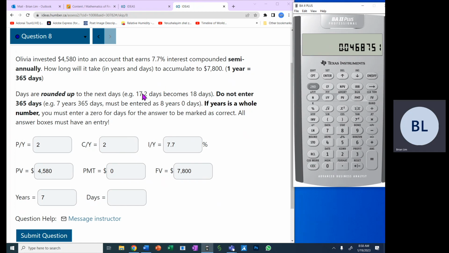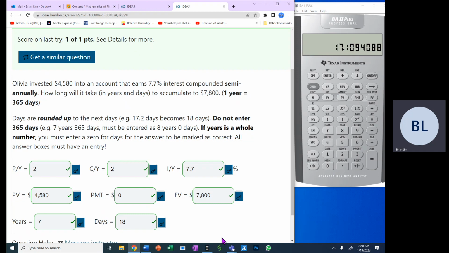Now, we want to convert years to days. Days is the answer. And here we are given that 1 year is 365 days. So we take this decimal part of a year and multiply by 365. That gives us 17.1. So this must be rounded up, so it has to be 18 days. Okay, and that is how it works. Let's submit and see if it's correct, and it is correct. So that is how it's done.